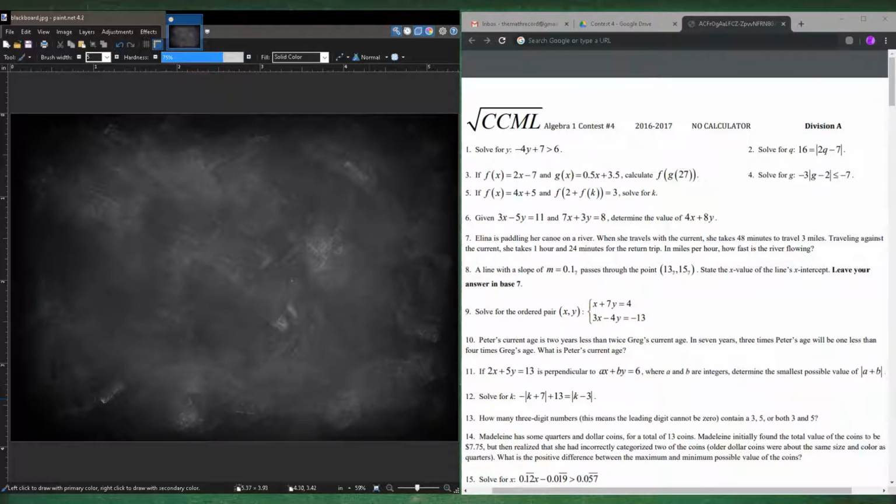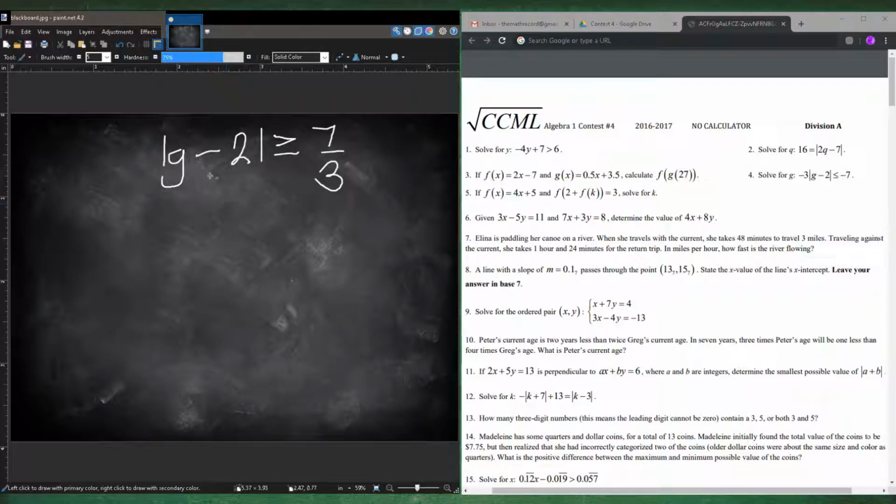Number 4, solve for g. Negative 3 absolute value of g minus 2 is less than or equal to negative 7. So divide by negative 3 first, so absolute value of g minus 2 is, since it's negative, you have to change sides, greater than or equal to 7 over 3.